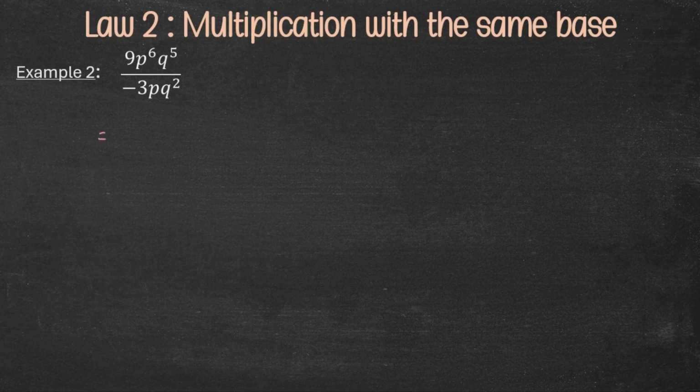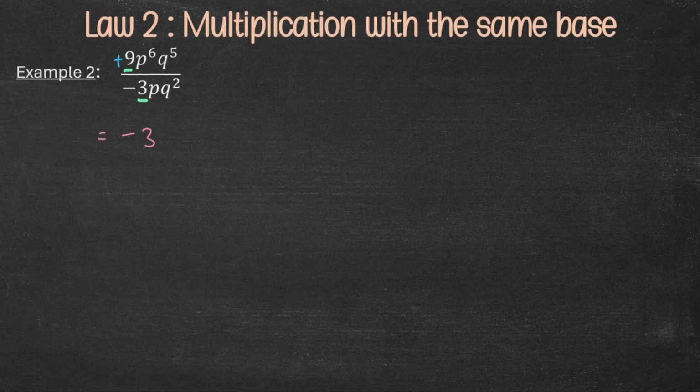So first up, let's look at the signs. For the numerator, the sign is positive, and the denominator the sign is negative. A positive divided by a negative gives us negative. Let's have a look at the numbers, or rather the coefficients. We have a 9 and we have to divide it by 3. 9 divided by 3 is 3.